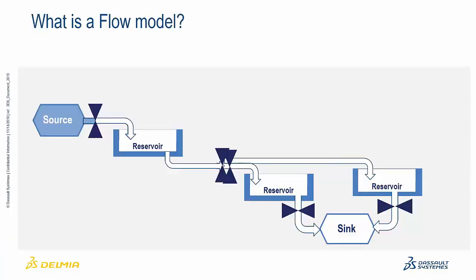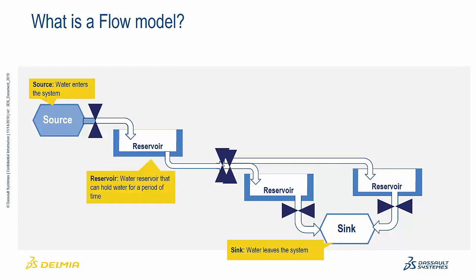So let's start by explaining a flow model with the use of a water example. At the start of a water system, we have a source. This is where the water enters the system. And at the end of such a system, we have a sink. This is where the water leaves the system. And everything in between is in the water system that we can control in our flow model. So we have reservoirs. This is where water can be held for a period of time. And we have taps that control the volume of inflow and outflow of the water.